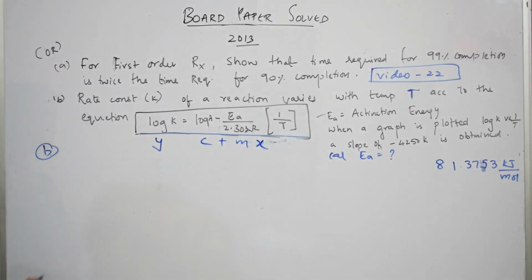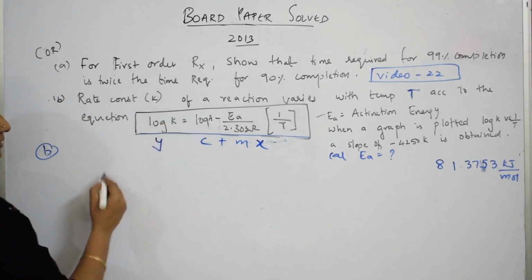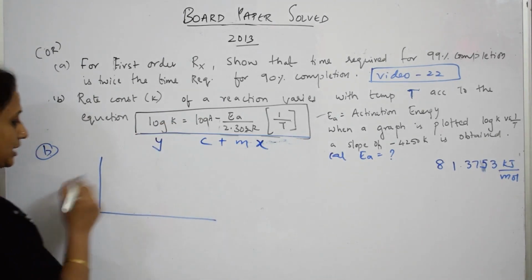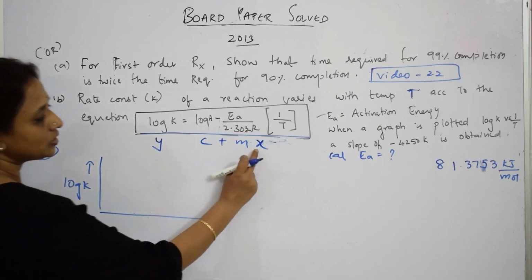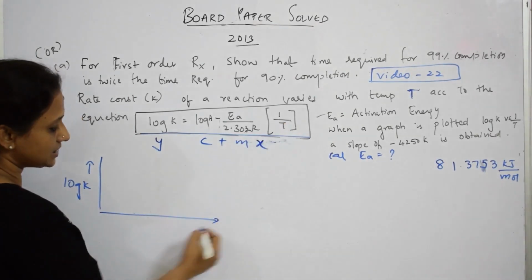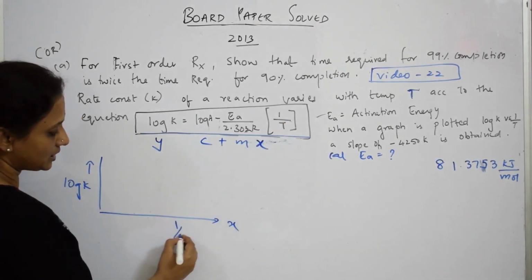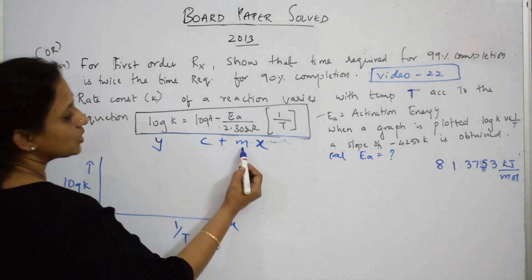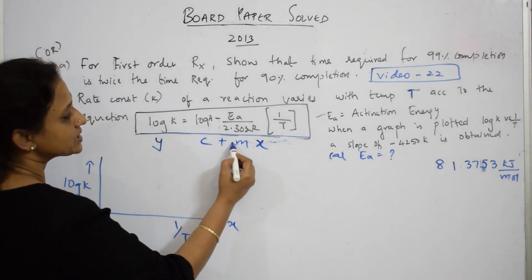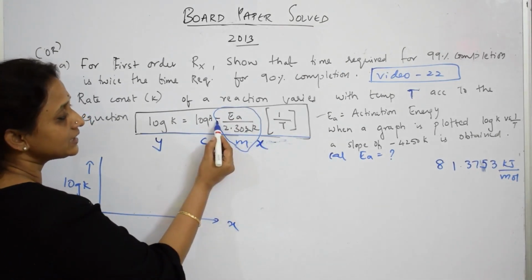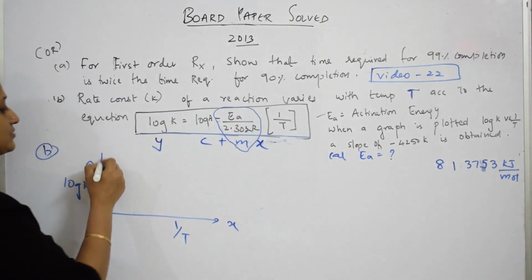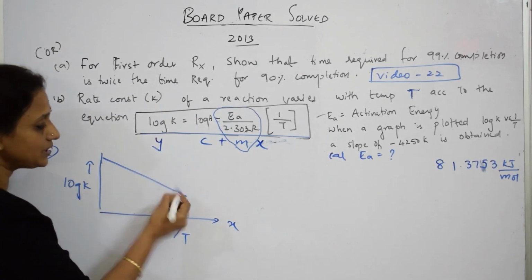Now, observe carefully. On the y-axis, you have log K, and on the x-axis, you have 1 by T. Now, m is the slope, isn't it? This is your slope part. What are you getting in the slope part? You're getting a negative slope. That means when you're drawing a graph, the graph should be negative.